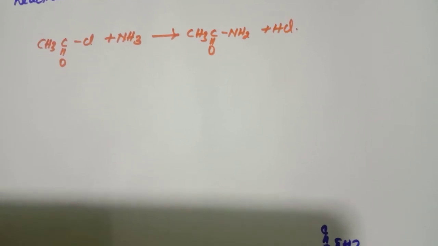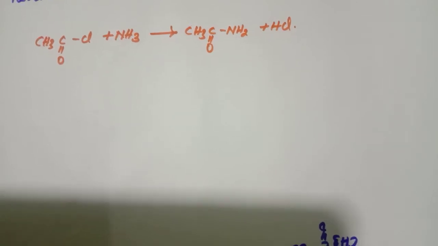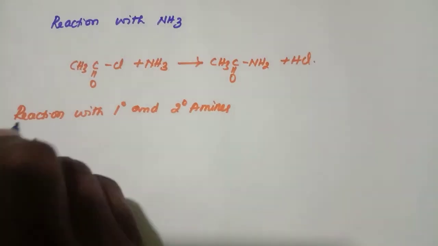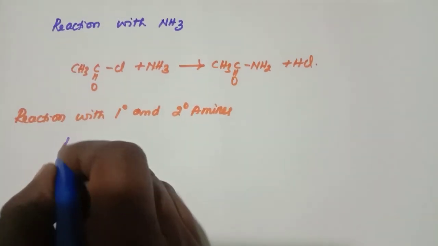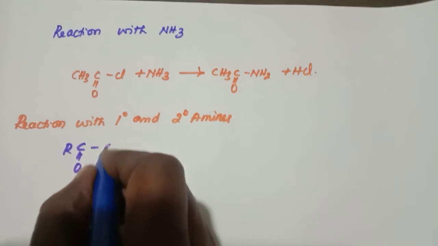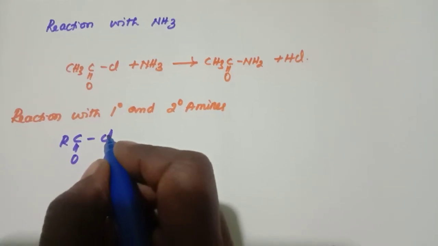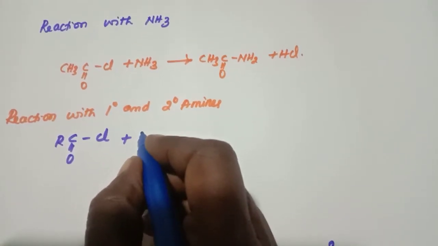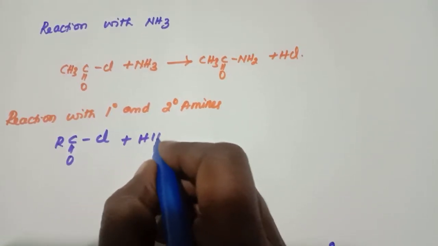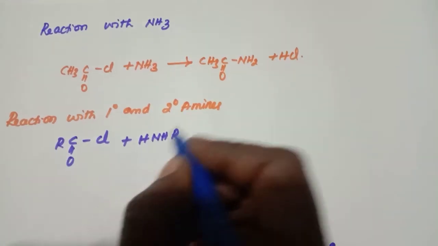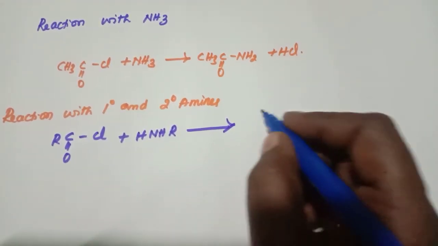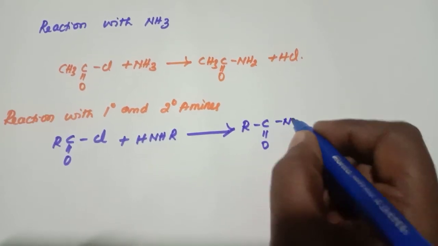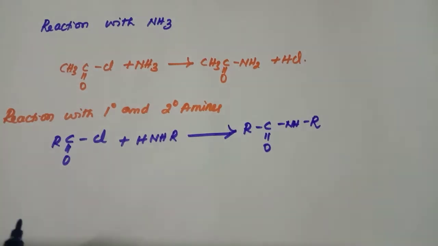Next one is reaction with primary and secondary amine. Primary and secondary amine gives N-alkyl amides. When acetyl chloride, or RC=O Cl, this acid halide, reacts with the primary amine, it gives N-alkyl amide, or RC=O NHR, N-alkyl amide.